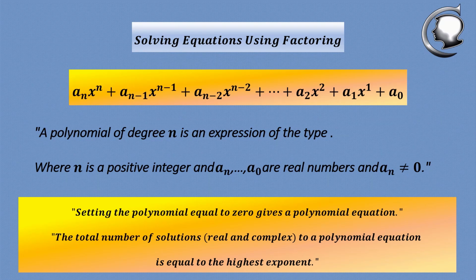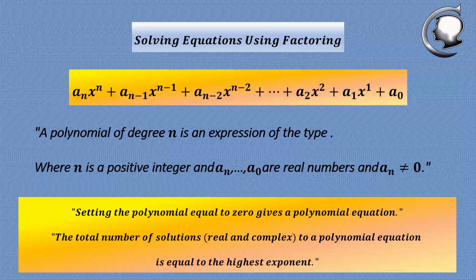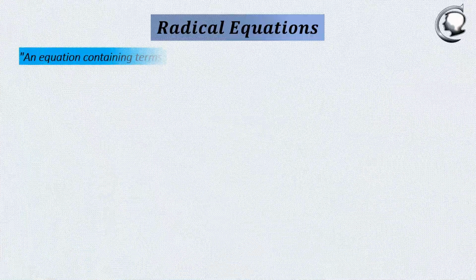Here is a test-taking mindset. Before you do a lot of algebra, ask yourself, can I factor this expression? If the equation can be written as a product of factors equal to 0, we use the zero product property. If the product is 0, at least one factor must be 0. So the workflow is simple. Factor, set each factor equal to 0, and solve. Now we're ready for radical equations.